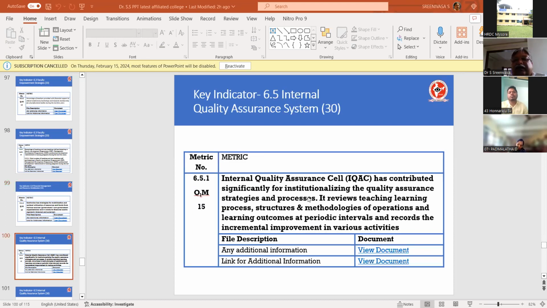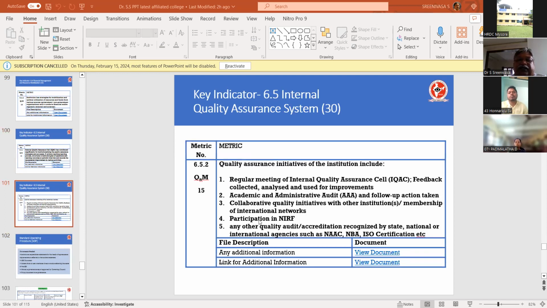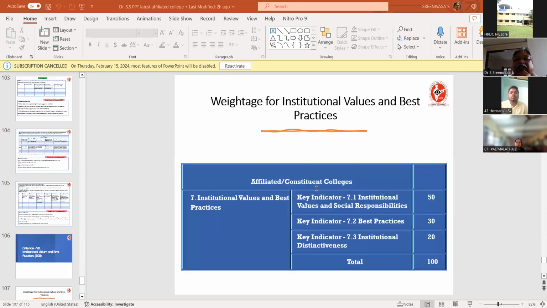Then 6.5, internal quality cell has contributed significantly. This is what I told in the beginning only. A regular IQAC meeting has to be conducted. Academic auditing has to be done. NIRF ranking, whether you are participating. Collaborative, quantitative initiatives done in the institution. These are the things we are asking.